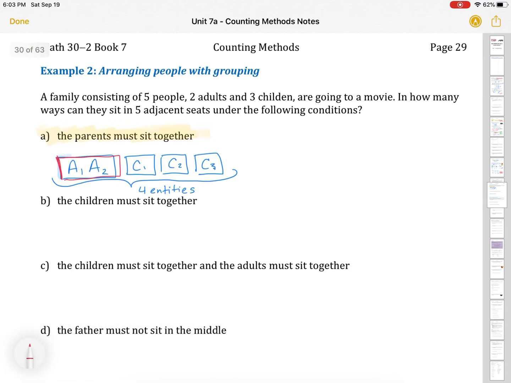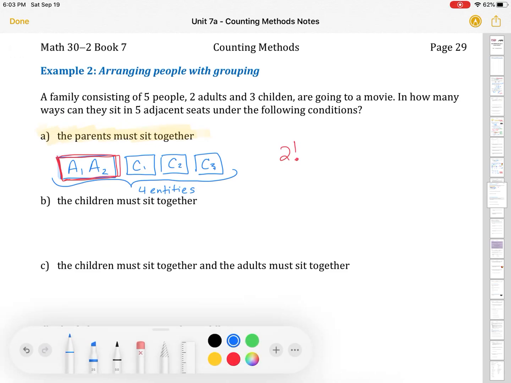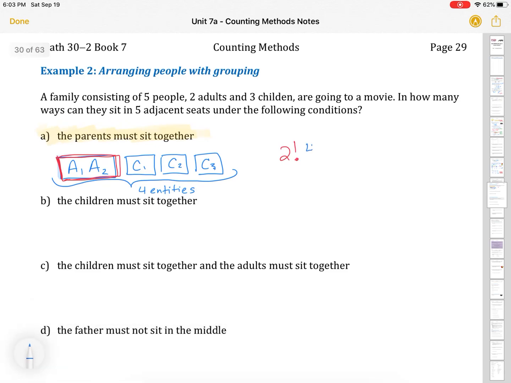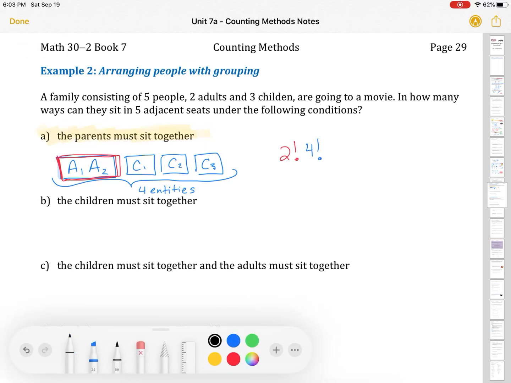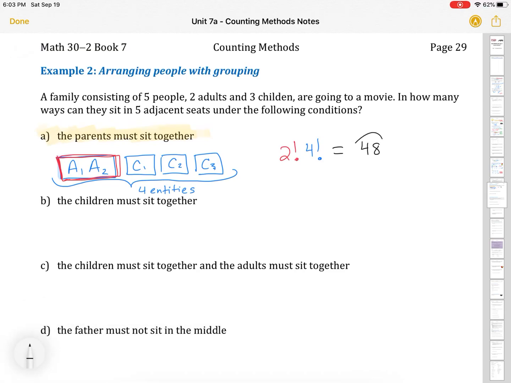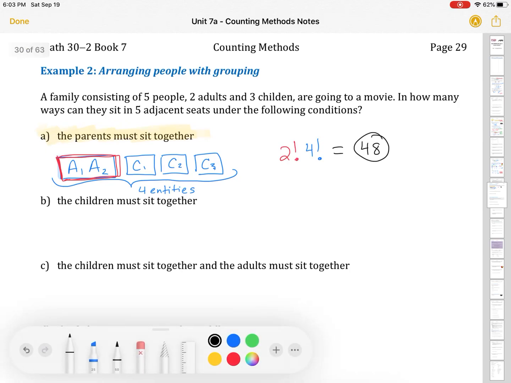Okay? So within the adults, and I'm going to highlight them with red, the adults can sit in either order, A1, A2, or A2, A1. So within the adults, I have a 2 factorial because they could be flipped. I also have the 4 entities. They can all be shuffled, right? The 4 entities of the grouping. So that would be 4 factorial. And when I multiply those together, I get 48. Okay?